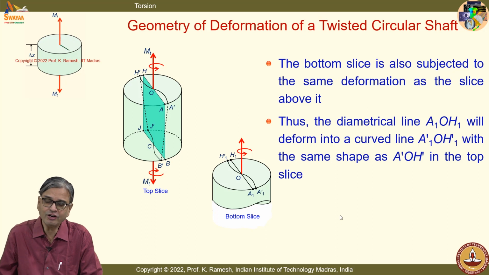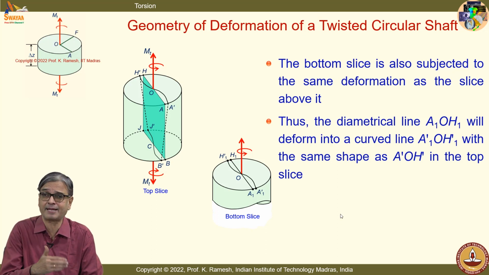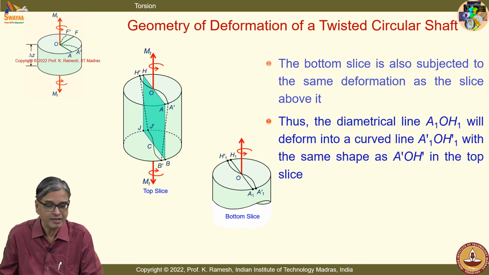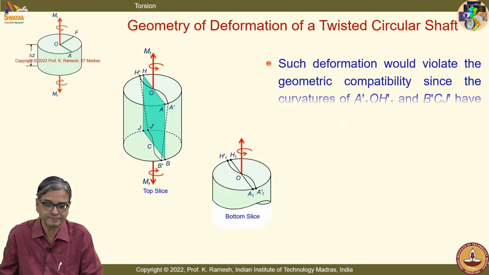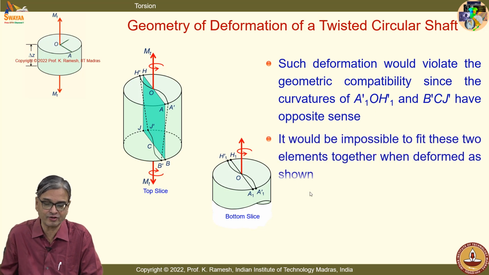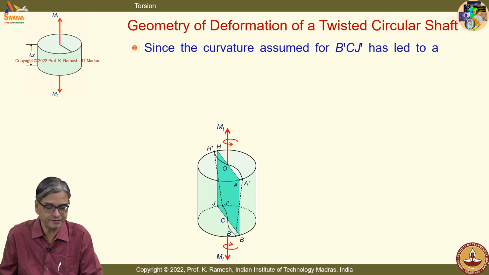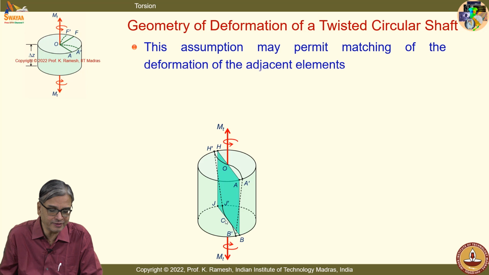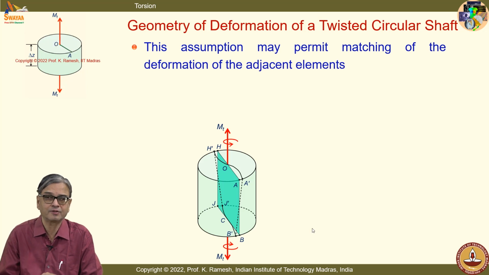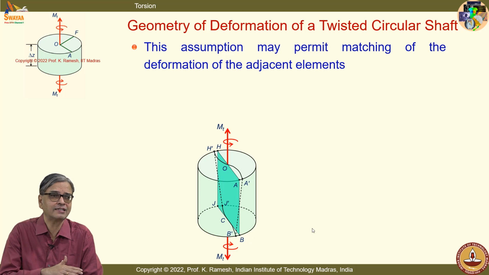Okay. So, in order to satisfy this, let us hypothesize another step. What we will do is, we will change the curvature. They are in opposite sense, so we will change the curvature of this. It would be impossible to fit these two elements together when deformed as shown, and we would change the curvature. Instead of a curvature like this, in the thought experiment, for the bottom, let me change the curvature like this. They are different, so we hypothesize that the curvature becomes different when you go from top surface to bottom surface.